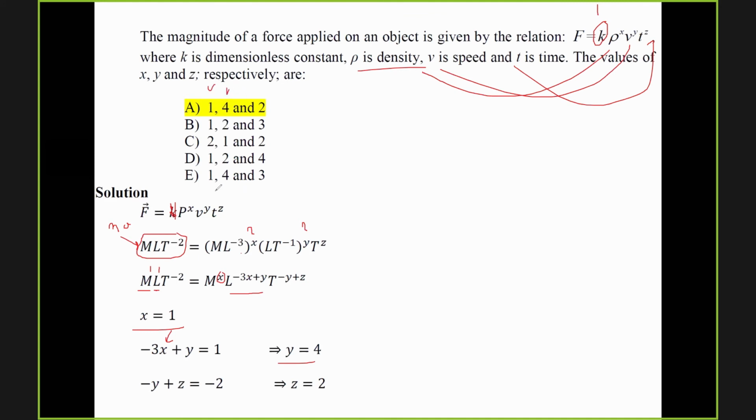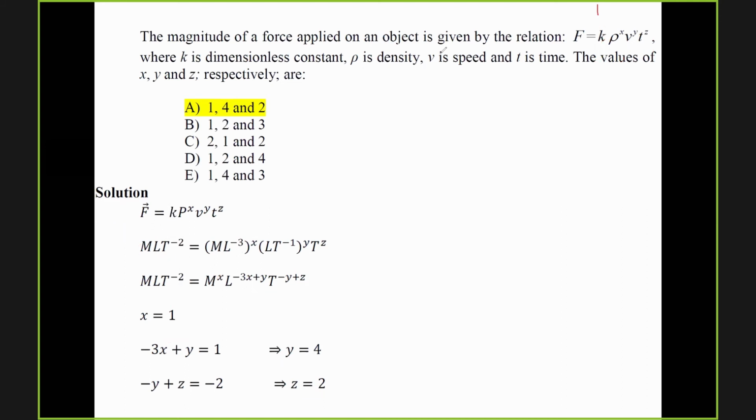Now for the T, the power on the left is minus 2. So minus 2 equals what? Minus 4 plus z. Just collecting the terms. So when you solve, z will equal 2. So the powers x, y and z can be found easily by comparing the two sides.